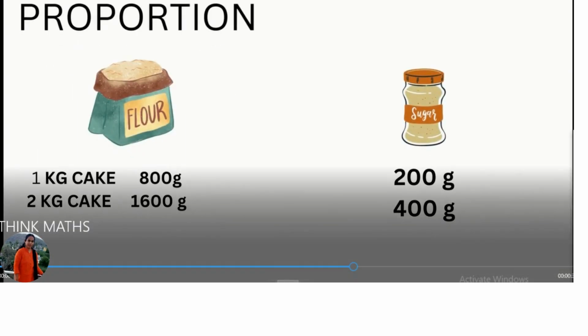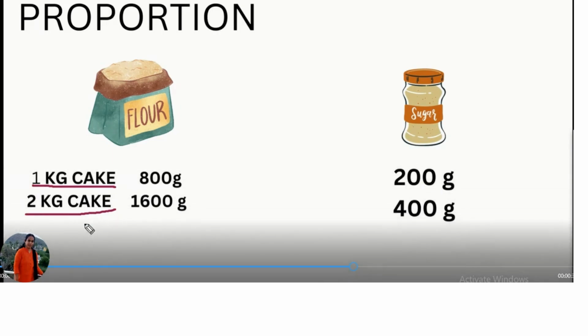Proportion. So what is a proportion? Okay. So they gave flour and sugar. Okay. So there are a 1 kg cake and a 2 kg cake. 1 is to 2. Okay. So we have to check their proportions.